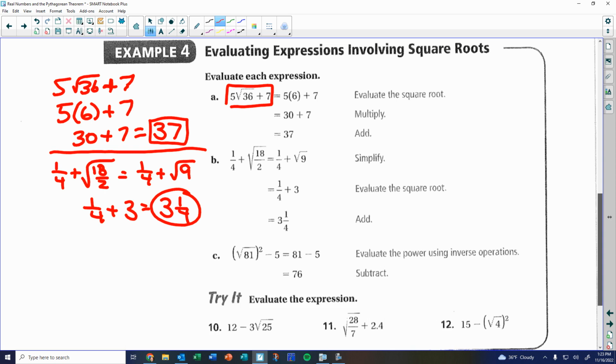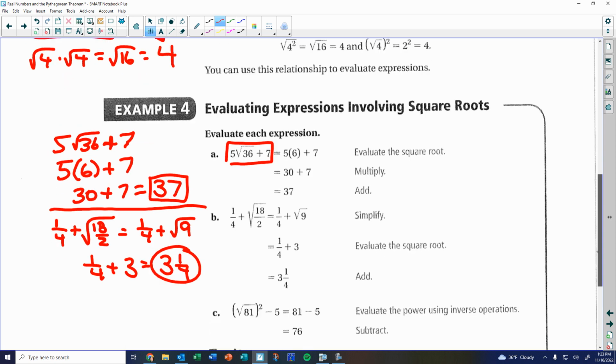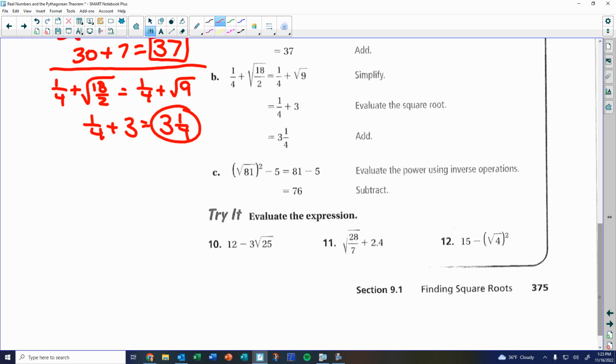So always look to see if I can simplify a fraction under the radical before I do anything. Unless, like those other examples where they were 4, 9, where you could just square root those, real easy, right? Then look at C. Remember, the square of a square root, those are inverses of each other. It lifts the radical to 81. It just becomes 81 minus 5. Okay, nice simple subtraction problem.